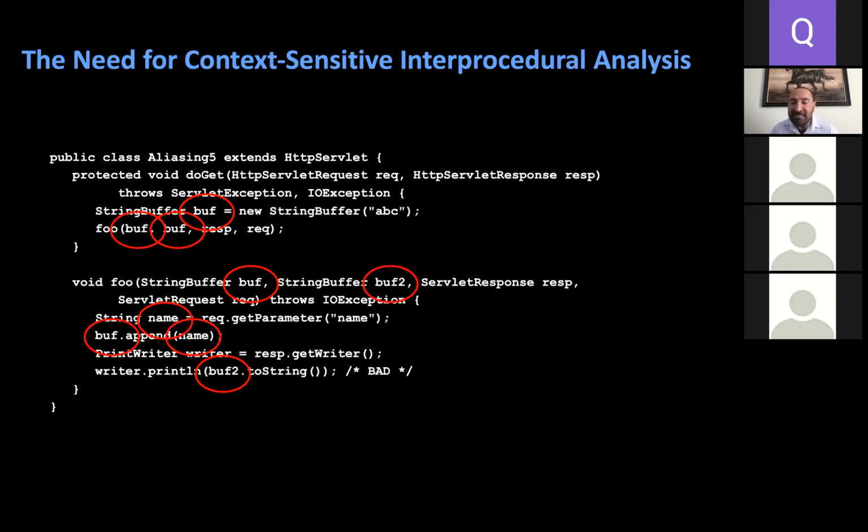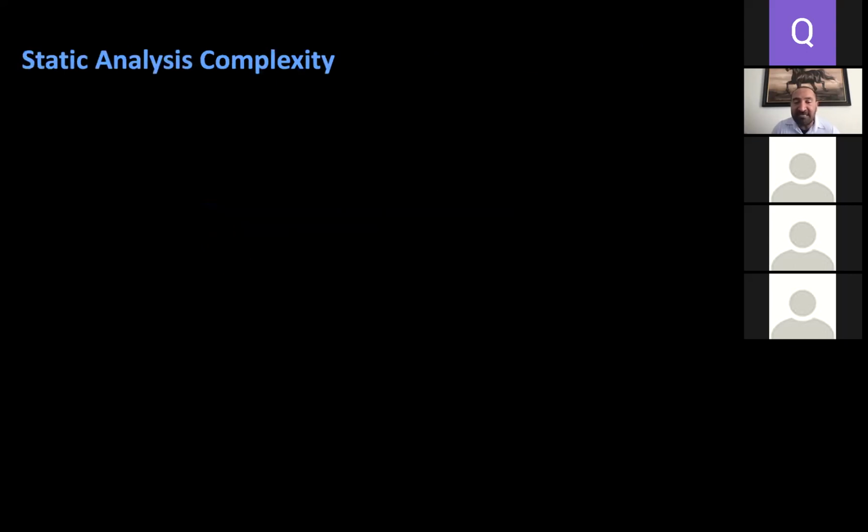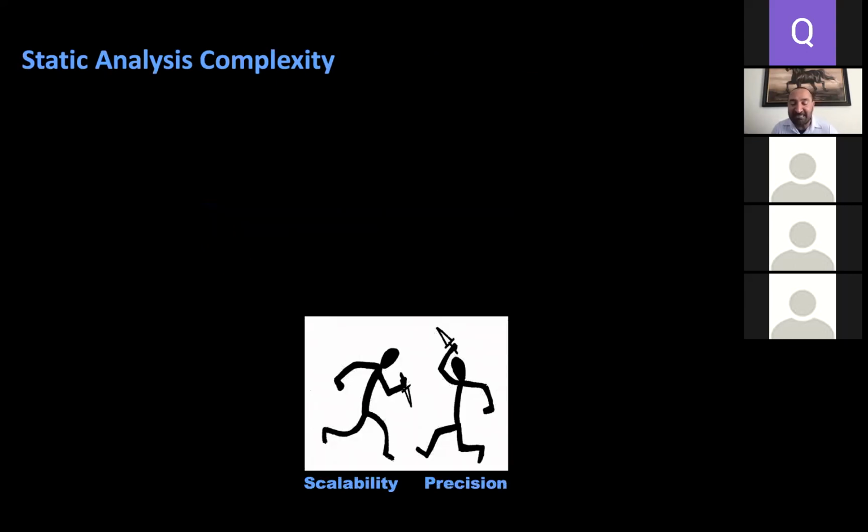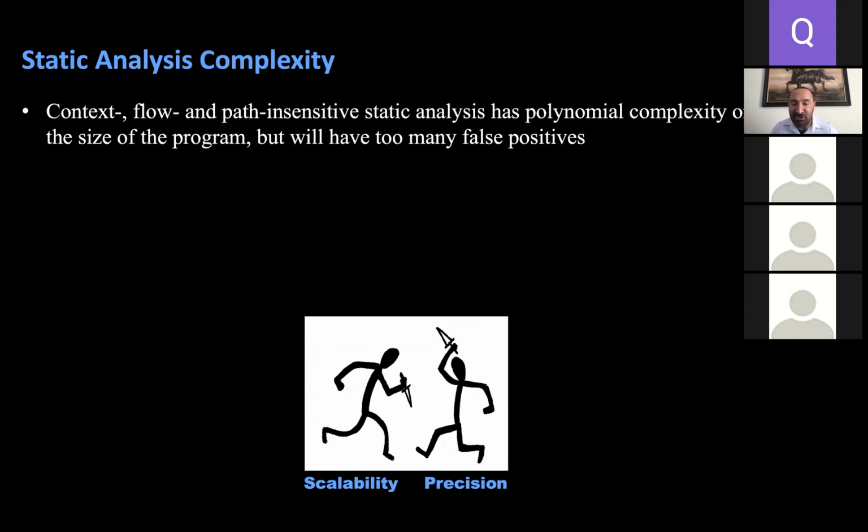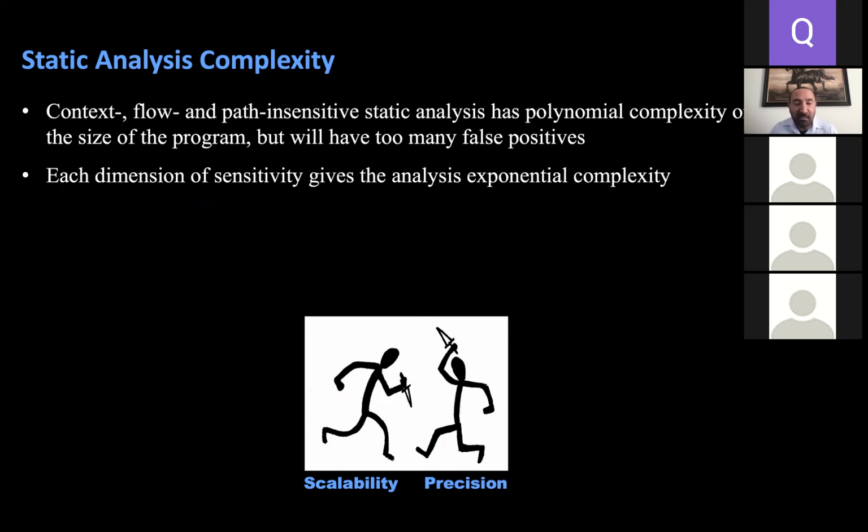So the analysis has to be context sensitive and also able to go back and analyze different procedures. But this makes the analysis extremely complex. That's why we have this constant dichotomy between scalability and precision. As I mentioned before, if you want the analysis to be precise, it has to be exponential.